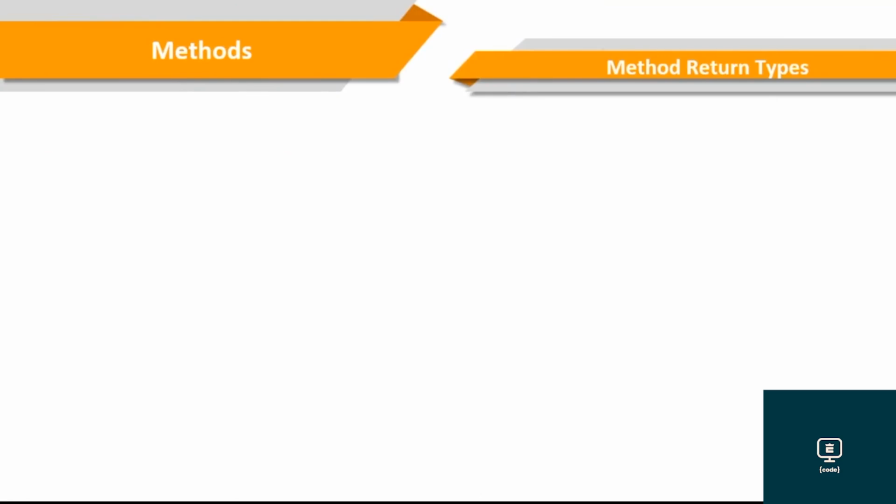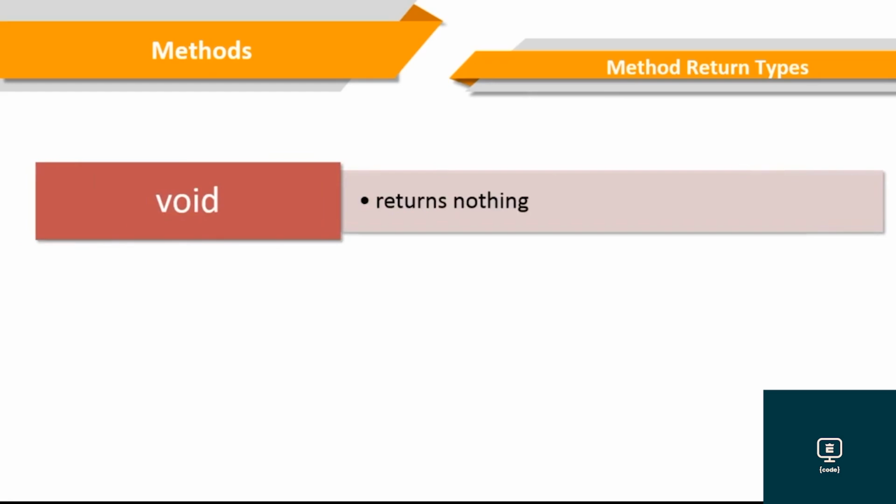Method return types. So every method in Java returns something, right? Either some value or nothing. If it returns a value, this value can be either primitive or non-primitive. The void keyword allows us to create methods which do not return a value. These methods perform a set of tasks without a return value.